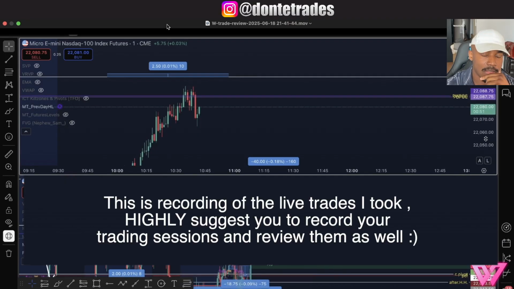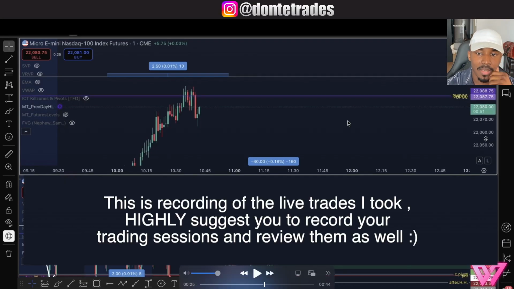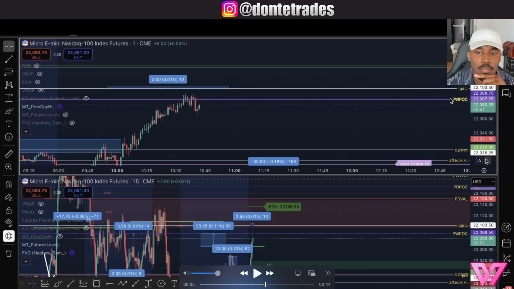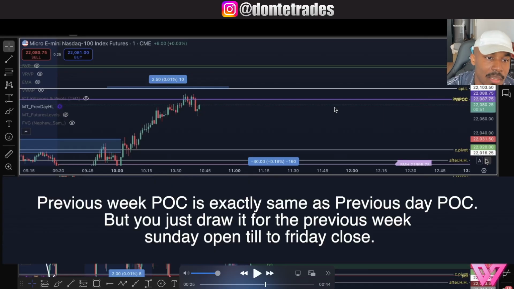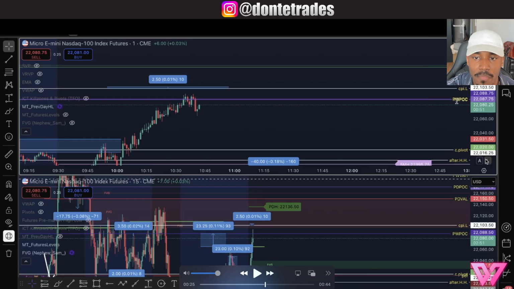So here, this is literally exactly the same thing. We have the previous week point of control here. It's exactly the same thing here. So we have the previous week point of control, and we have the previous day point of control. And again, don't really mind any of these other lines. This is just a little bit more advanced stuff. You don't really need to be doing that. To be honest, we're going to keep it very simple.